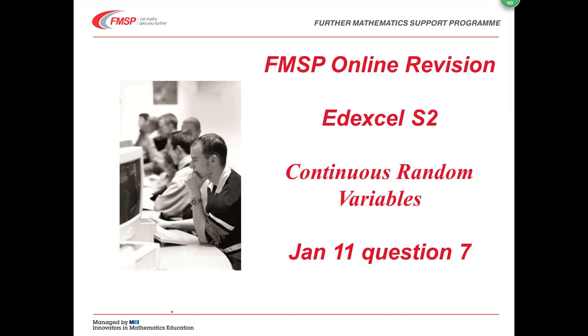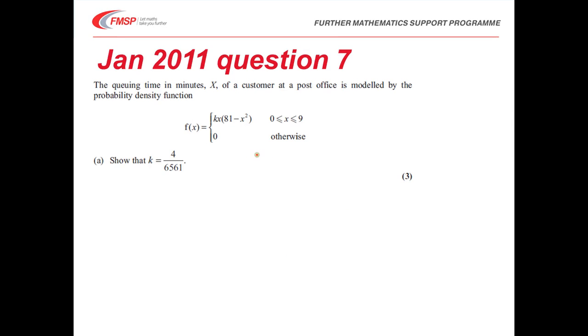So in this video we're looking at Edexcel S2, January 11, question 7, and this is a question dealing with continuous random variables. So the queuing time in minutes of a customer at a post office is modelled by the following PDF. So little f of x is equal to as it states, and again we've only got one support, and we're asked to show that k is equal to 4 over 6561.